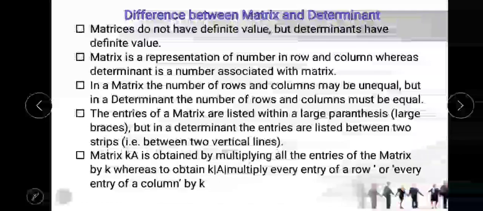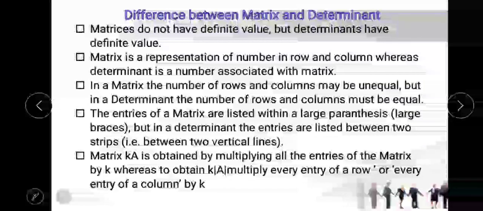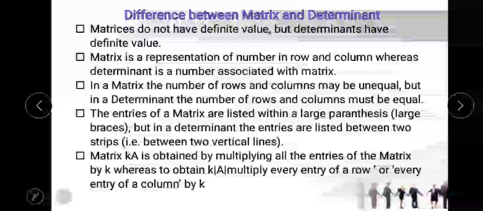In order to obtain k times matrix A, we have to multiply each element by the scalar k. Whereas in order to obtain k times the determinant of A, we just have to multiply every entry of one row by k, or every entry of one column by k.